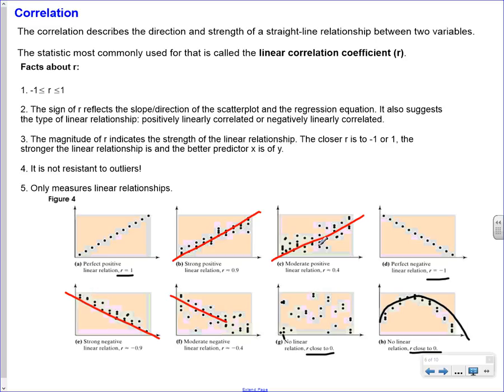This one has a little bit of a relationship. I mean, you can see kind of as X goes up, Y goes up, but they don't follow that line as closely as this does. So this would be an R value around 0.4 or -0.4, okay?